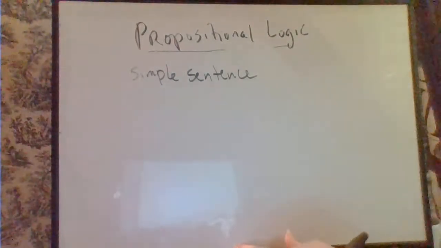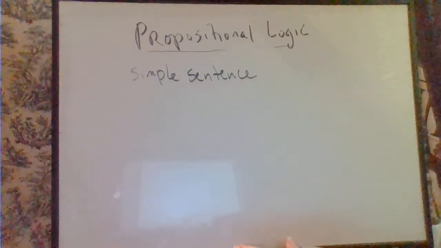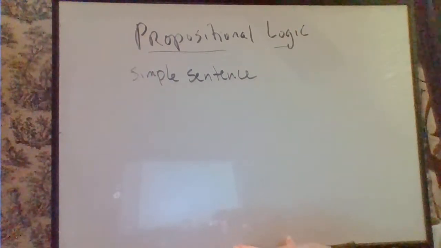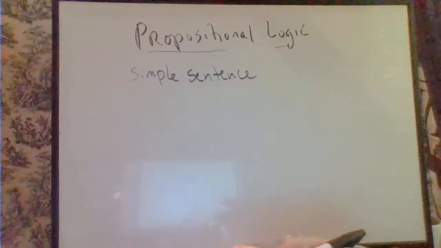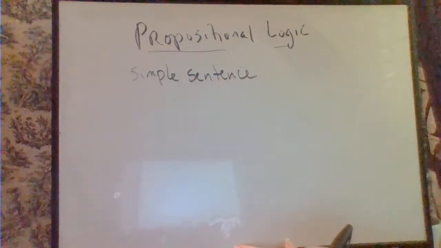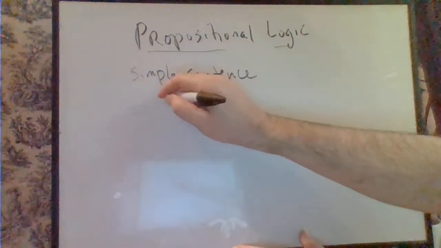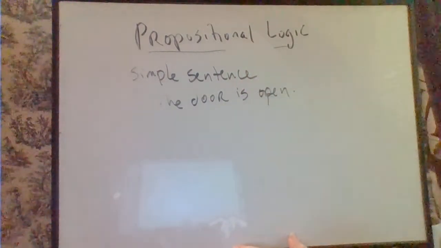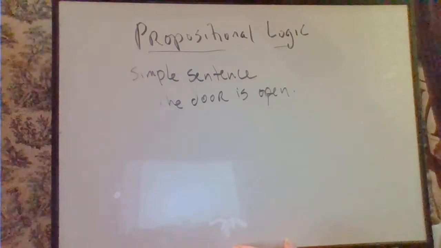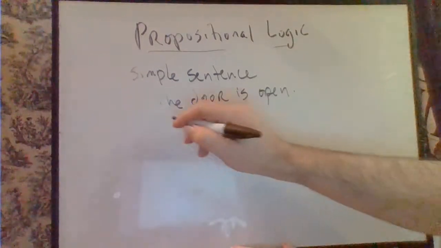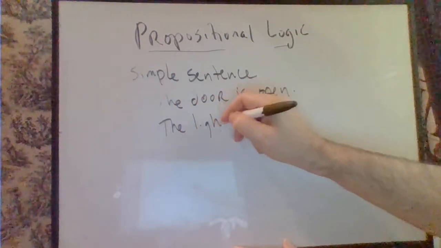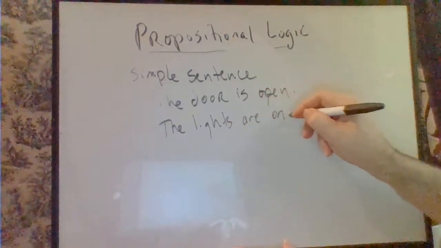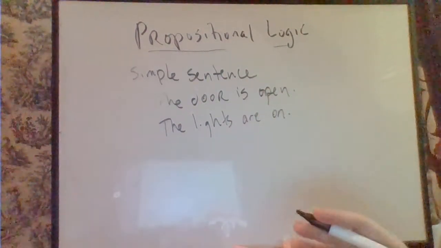A simple sentence is a statement that is being made. So it still makes an assertion, it still has a truth value, but it's claiming one thing. Hence a simple statement. And it's always a positive thing. So for example, the door is open. That would be an example of a simple sentence. It's talking about one thing, it's making a positive claim. The lights are on would be another example of that. So these are the basic units that we're dealing with, the simple sentences.